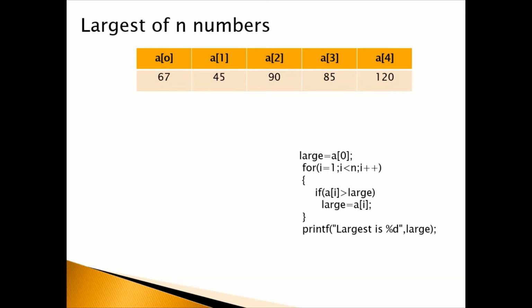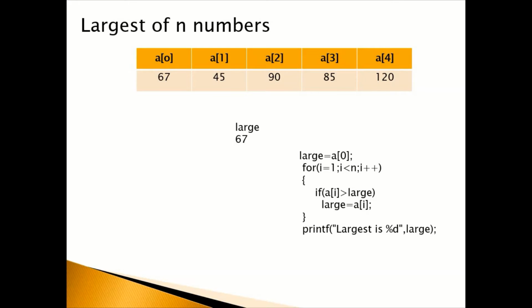So let us assume that there are 5 numbers entered by the user. The first number is 67, which will be stored at the index a of 0. Second number is stored at the index a of 1. Third number 90 is stored at the index a of 2. Fourth number 85 is stored at the index a of 3, and the fifth number is stored at the index a4, that is 120.